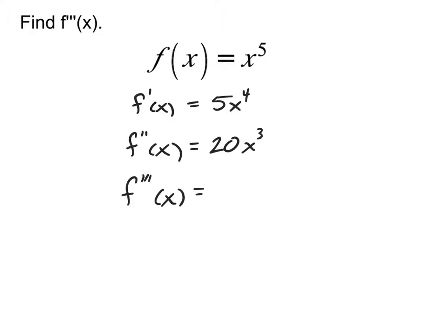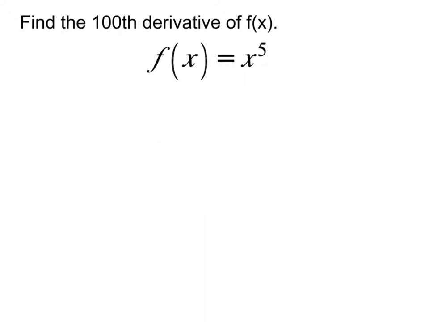All right, so to find the third derivative, that means we're going to find the derivative of the second derivative now. And so that's going to give me 60x squared. And as you can imagine, we could keep going with this, right? We could even go out to finding the 100th derivative. Okay, this should actually be a really easy one. Take a moment, figure out what the 100th derivative of this function would be.